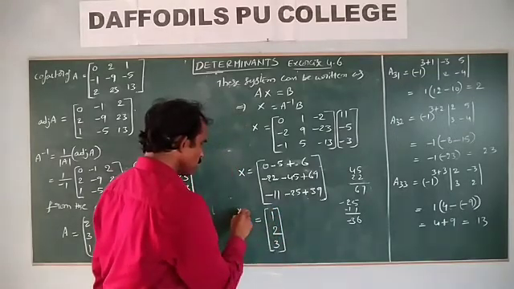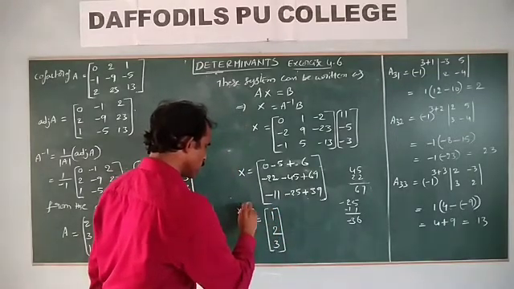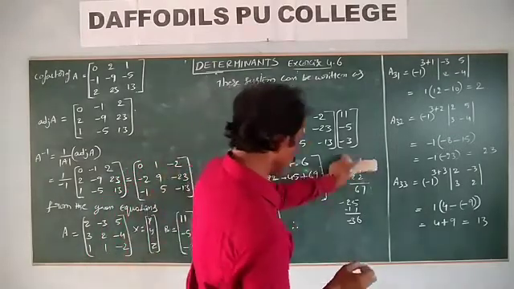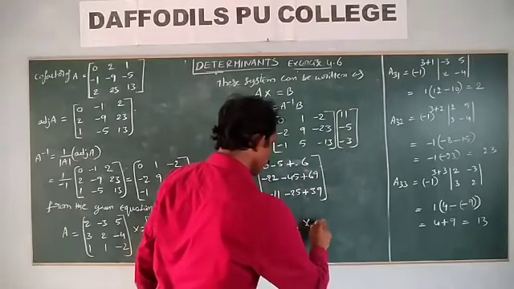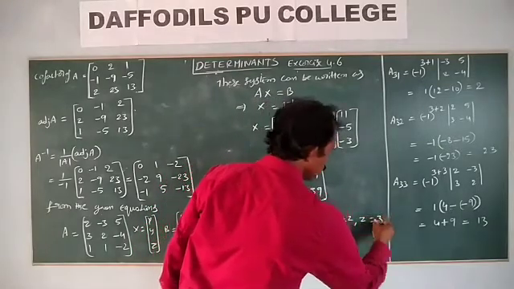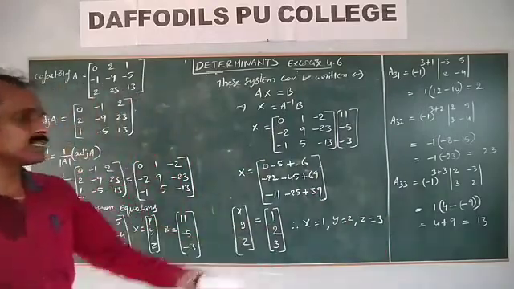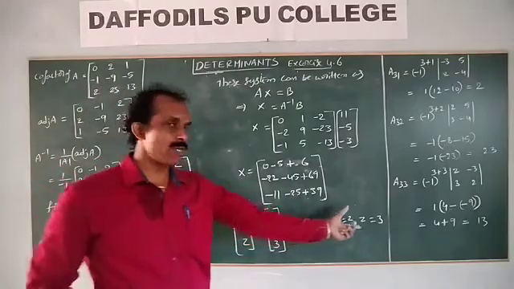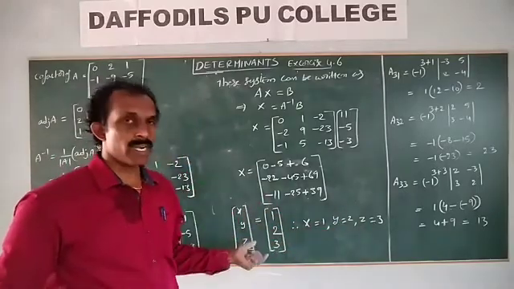So X means x, y, z. Therefore, what are the values? X is equal to 1, y is equal to 2, z is equal to 3. So these are the solutions. Solve the system of equations means find x, y, z values by using matrix method.